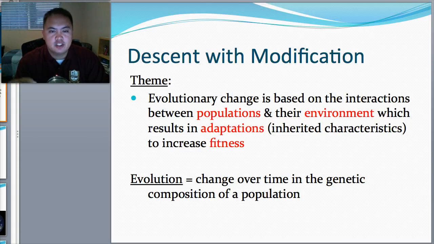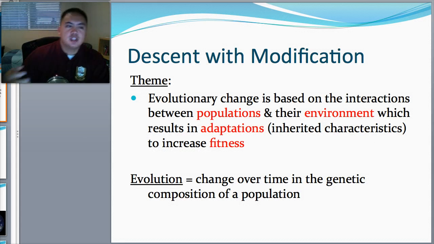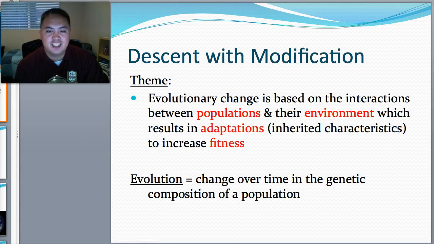So first of all, this overarching theme is something called descent with modification. Some of you may not know what descent with modification means and why we keep talking about it. This was Darwin's original idea, saying that we all descended from the same ancestor, some original being that was the very first organism, and since then we've all descended with some sort of modification, or, for those of you that like X-Men, with some mutations, ever since we've descended from the same ancestor.